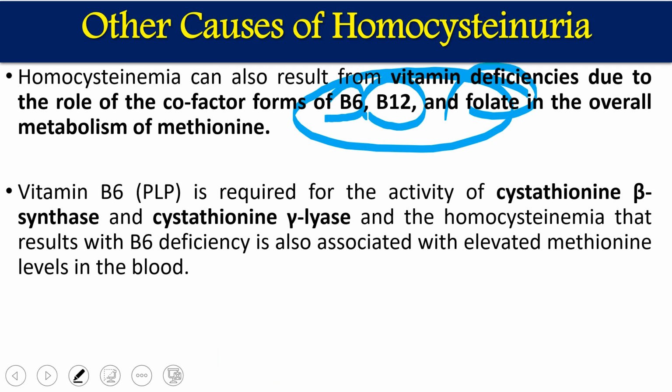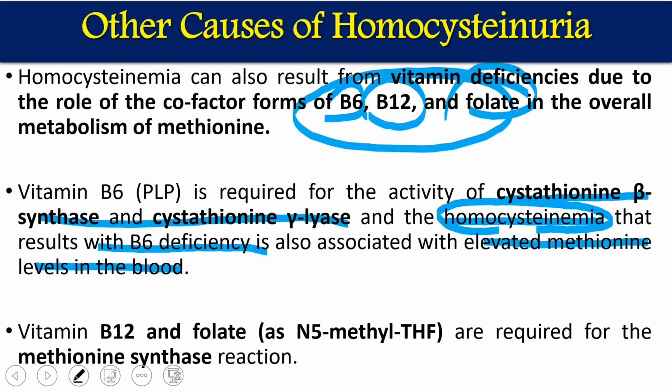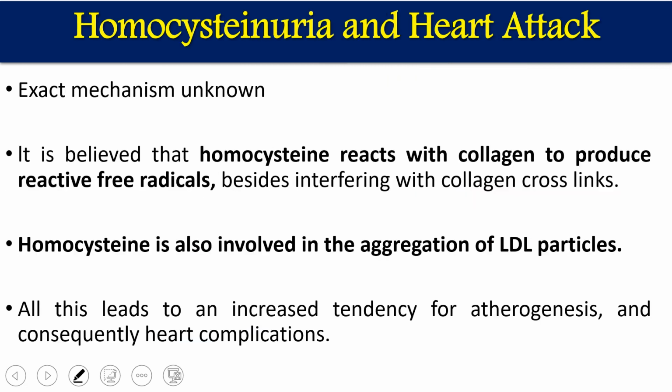Vitamin B6 is required for the activity of cystathionine beta synthase and cystathionine lyase. Homocysteinemia means accumulation of homocysteine in the blood, and that results with B6 deficiency, which is also associated with elevated methionine level in the blood. Already I've told you, vitamin B12 or folic acid are required for the methionine synthase function. So if we have deficiency of any of these vitamins, that will lead to homocystinuria.